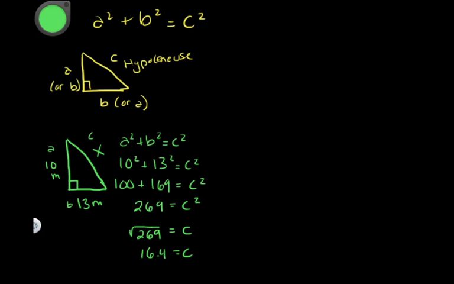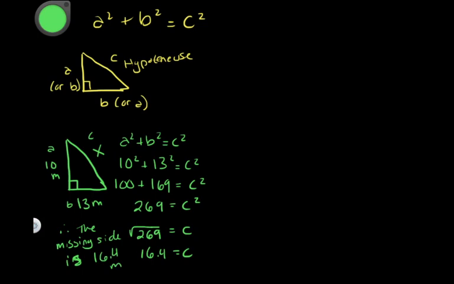So therefore, our missing side is 16.4 meters.